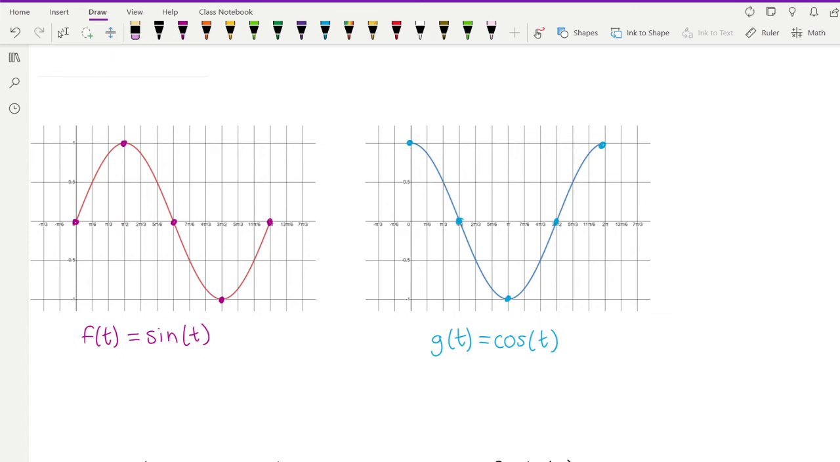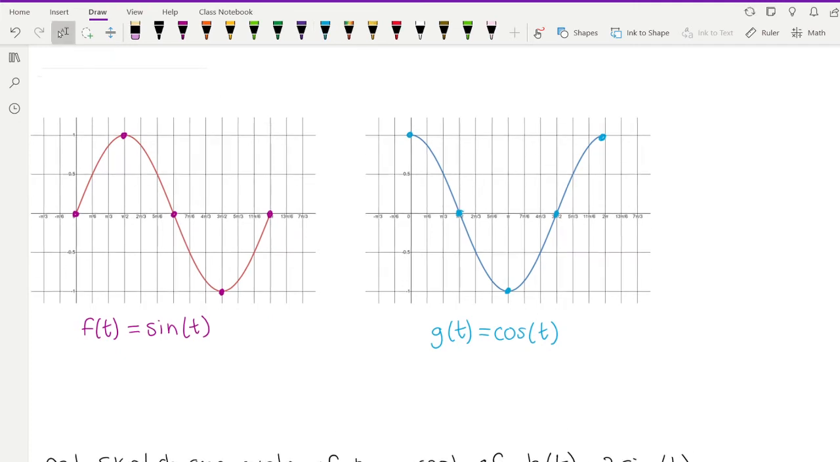So one last thing I want to say is that these are not the entirety of the graphs of sine and cosine, right? This is just one cycle. And so typically when we're doing transformations, we're usually just going to focus on sketching one cycle, because if you know how one cycle looks, you could sketch the rest, right? Because the rest is just going to keep repeating that same pattern.